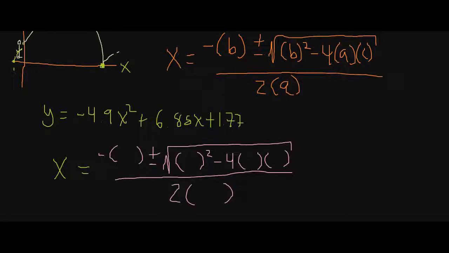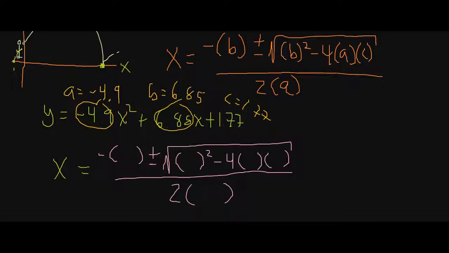Now this is going to be my a. My a variable comes from the first term, so a is negative 4.9. b is equal to 6.85, and c is equal to 1.77. The a comes from here, the b comes from here, and the c comes from here. Now that I have those labeled, this part is negative b, so what's my b? Well, 6.85. Here I still have b squared, so 6.85, and then minus 4a. My a value was negative 4.9.